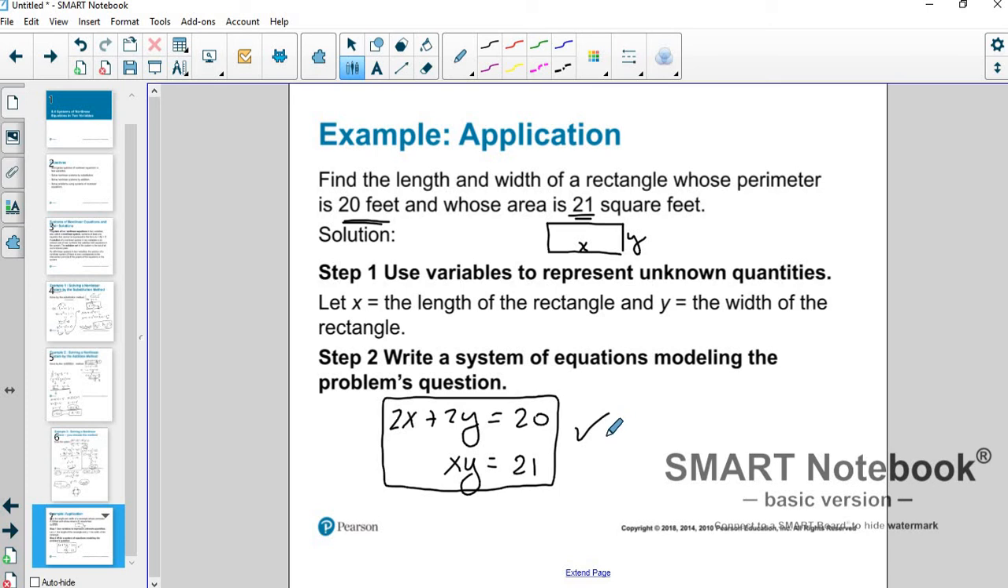And once you set that up, you should be able to solve it. Okay? So step 3 is to solve the equations. And so you guys pause the video and do that for more practice. Come back, we'll finish out the problem.